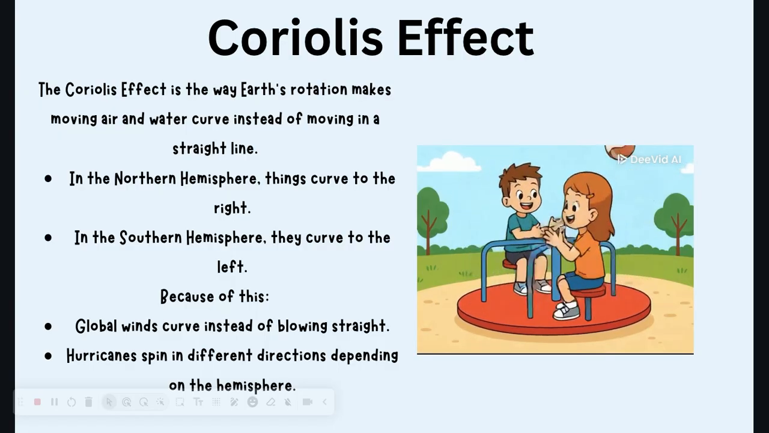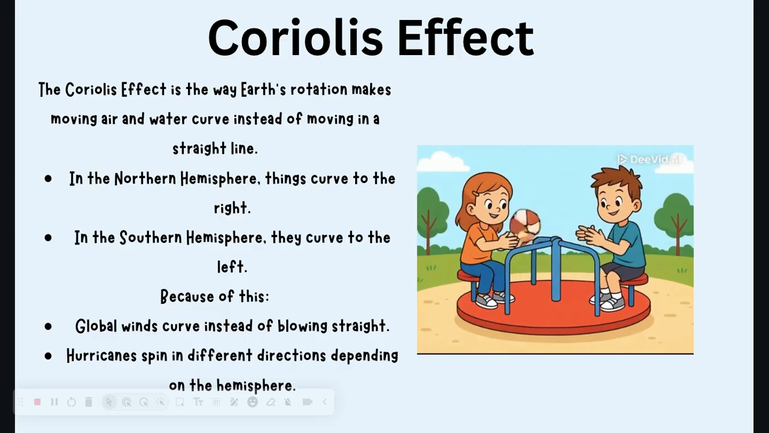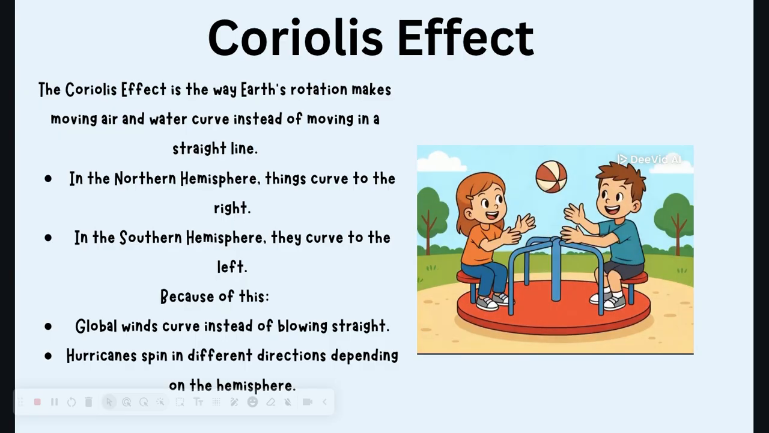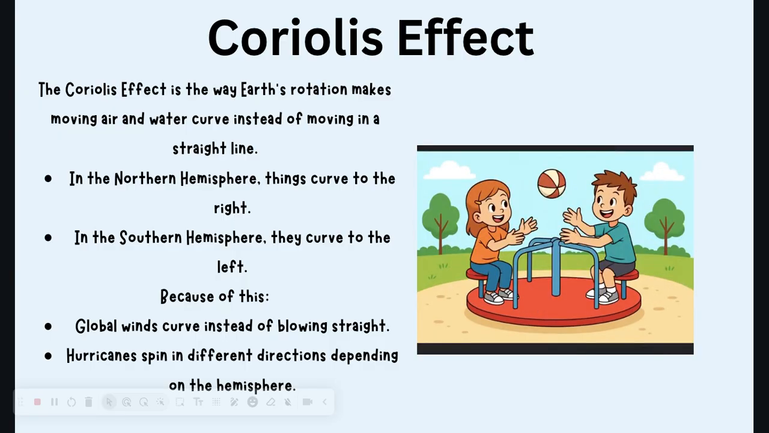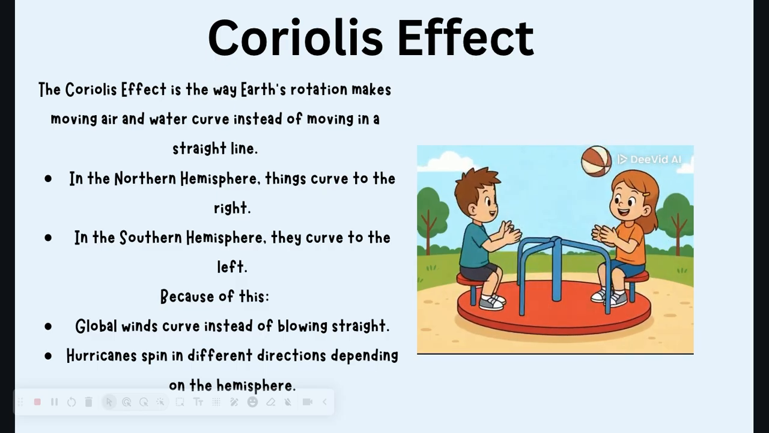An example of this would be if I gave you a paper plate and somebody next to you was spinning, and then I asked you to draw a straight line. It would be really hard to do. So that's what causes all of the winds to curve instead of going straight.